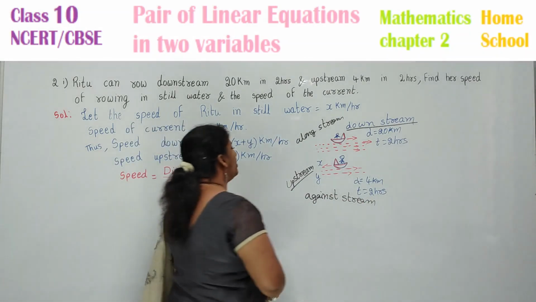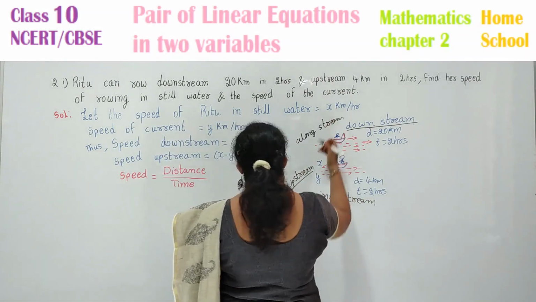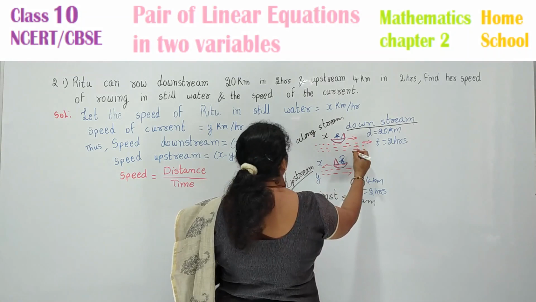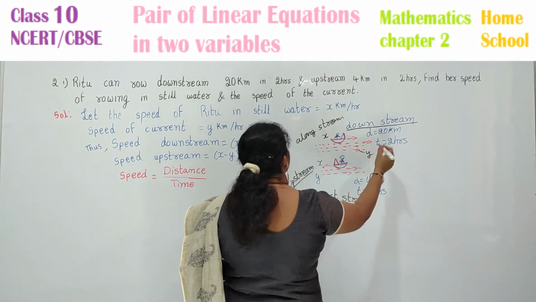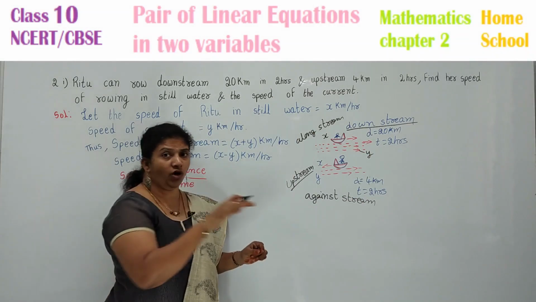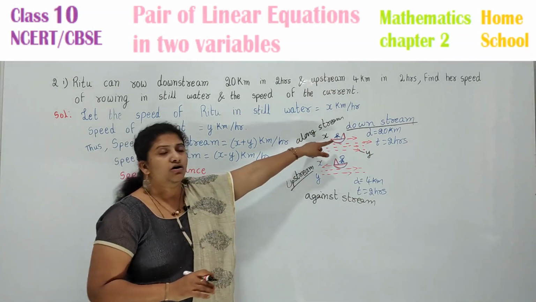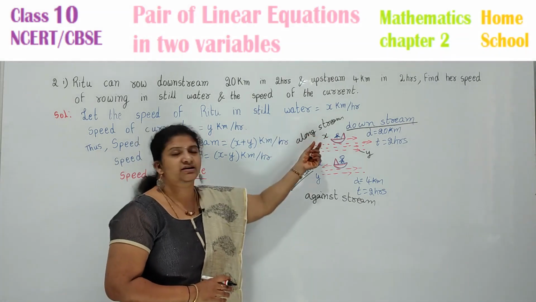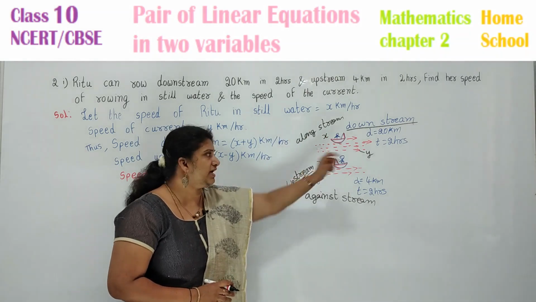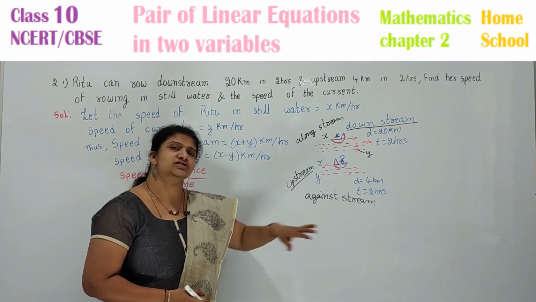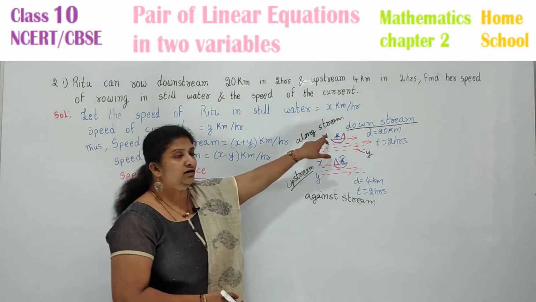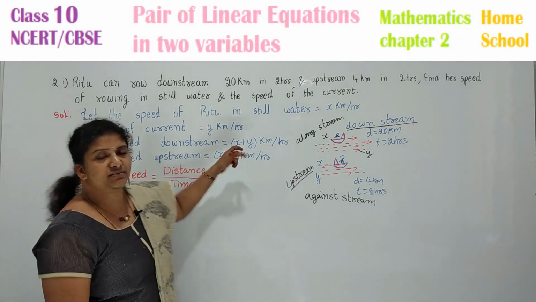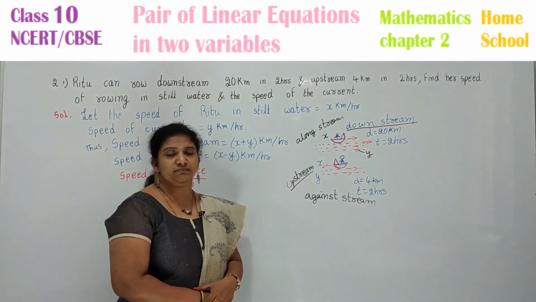Okay. So now what shall we assume here? We need to write the variables, right? The speed of Ritu in still water is x and the speed of the current, that means the speed of water, is y. Ritu's speed on still water is x and the speed of the stream is y. When you are in downstream, what happens, children? The speeds will be added. Look here, the speed downstream is equal to x plus y kilometers per hour.